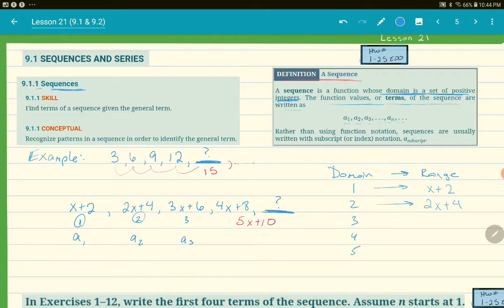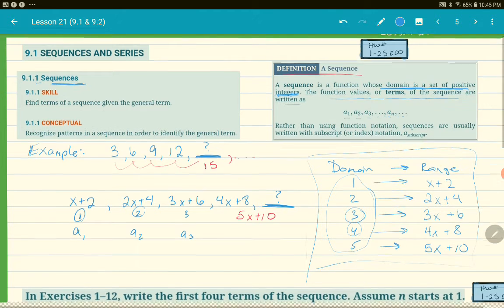So my pattern is that I take the domain, whatever the input value is, put it in front of my x and add twice that. So that was my pattern. When my input was 4, my output is 4x plus 2 times 4, which is 8. And then you hopefully found that pattern as well when you found 5x plus 10. All right, so here you can see that a sequence is really a function, if you think of a function this way, with that domain being some set of positive integers.